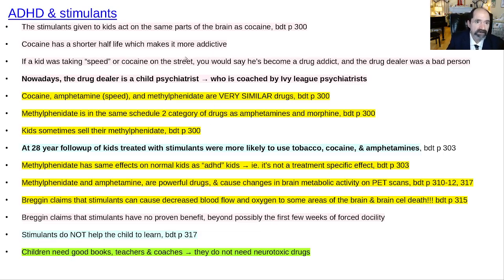Okay, the stimulants given to kids act on the same parts of the brain as cocaine. These drugs have a lot of overlap with cocaine. Can you imagine if you heard that a kid was buying cocaine on the side on their own, using their parents' money? You'd say that's very bad behavior and very self-destructive behavior. But if an Ivy League psychiatrist sells your kid a cocaine-like medicine, that's health? No, it's stupid. I'm sorry, but the parents that let their kids take these pills are chumps, man. Cocaine has a shorter half-life.